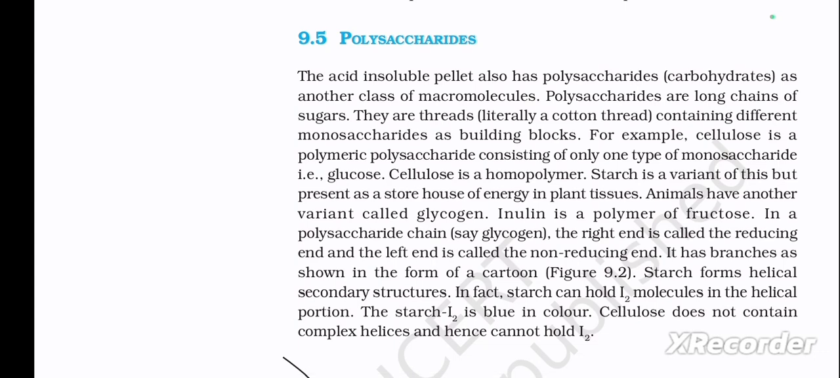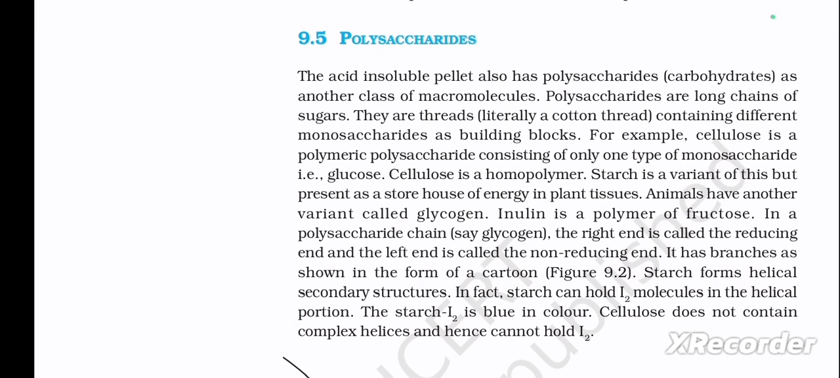Polysaccharides are long chains of sugars. They are threads, literally a cotton thread containing different monosaccharides as building blocks. For example, cellulose is a polymeric polysaccharide consisting of only one type of monosaccharide, that is glucose. Cellulose is a homopolymer. Starch is a variant of this but present as a storehouse of energy in plant tissues. Animals have another variant called glycogen.